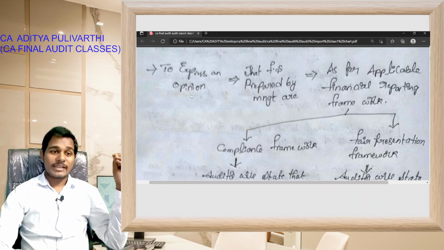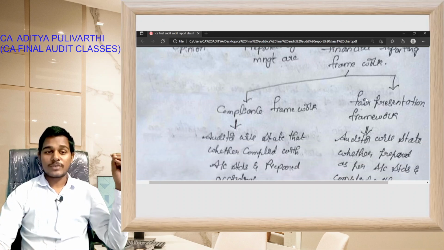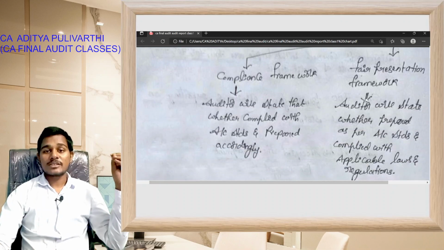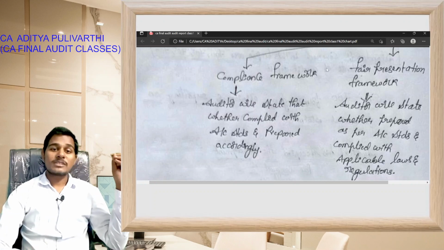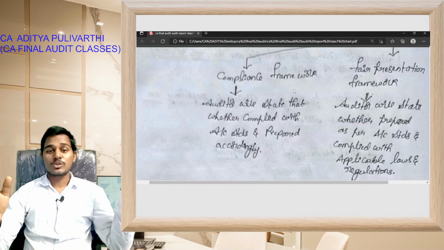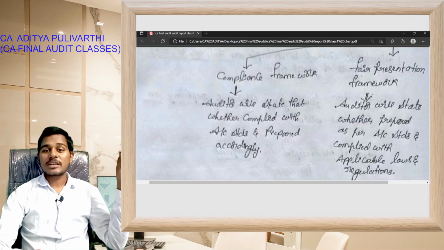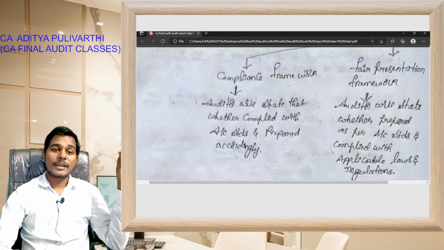Students, to express an opinion, that is, for forming an opinion that financial statements are prepared by management as per the applicable financial reporting framework. Applicable financial reporting framework means compliance framework and fair presentation framework. For general purpose financial statements we use the fair presentation framework, but in the case of special purpose financial statements we use a compliance framework.